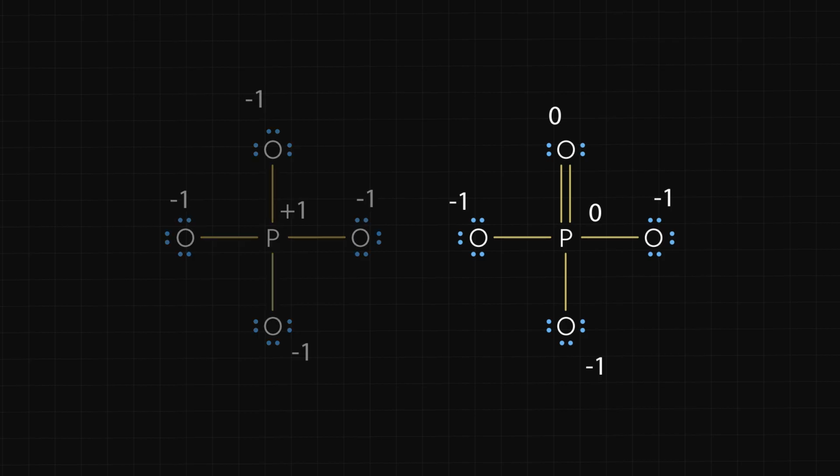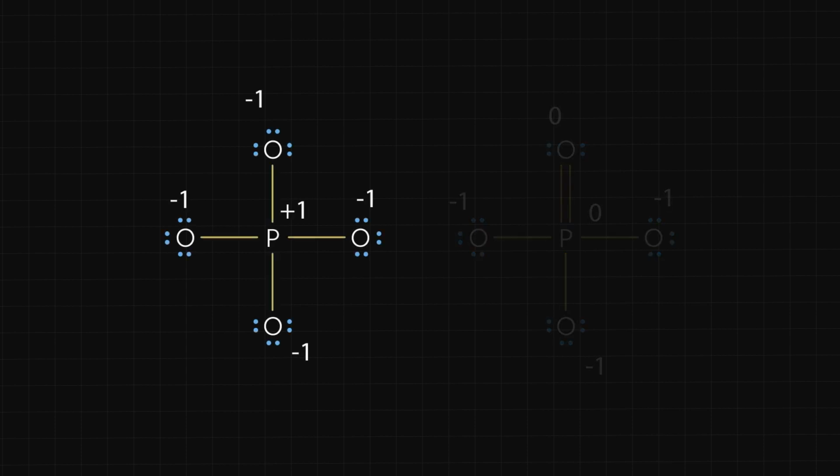Now that we have the formal charges, we can decide which of our 2 Lewis structures is best. The structure with the double bond is better because it minimizes the formal charges. It assigns a 0 formal charge to 2 of the atoms. The other structure assigns a non-zero formal charge to all of the atoms.